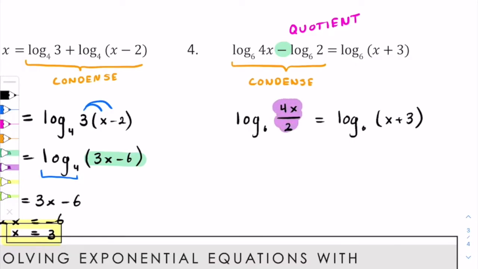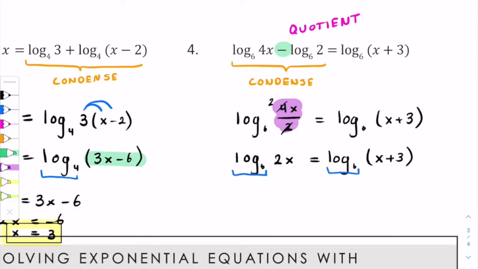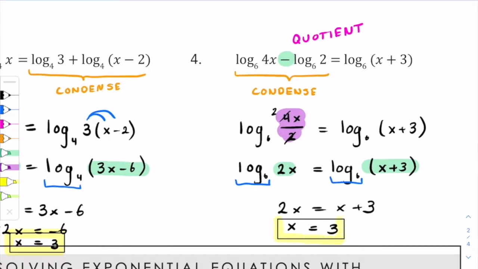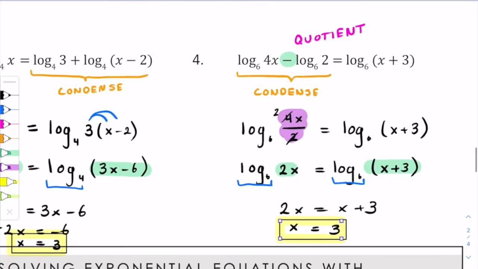4x divided by 2 is 2x. You can divide out the common term. And once you get to this point where your log and base are the same on each side, set those arguments equal to one another. 2x is equal to x plus 3, or x is equal to 3. Make sure you check your answer, and it works in all of your arguments. It does. That is your only solution.